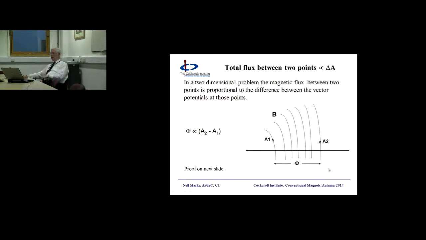Now this is why it's so useful, that in a two-dimensional problem, the total flux between 2 points in X and Y is proportional to the difference in the values of scalar potential at those 2 points, which might sound a bit surprising, but I'm going to prove it on the next slide.